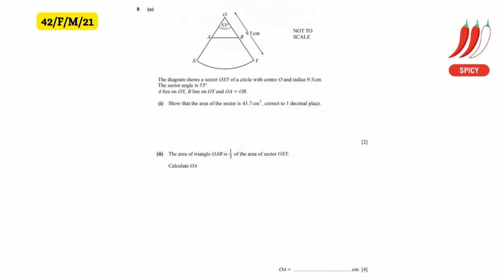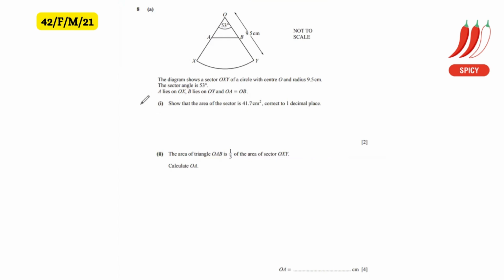Next question says the diagram shows a sector OXY of a circle with center O and radius 9.5 centimeters. The sector angle is 53 degrees. A lies on OX, B lies on OY, and OA equals OB. Show that the area of the sector is 41.7 centimeters squared, correct to 1 decimal place.